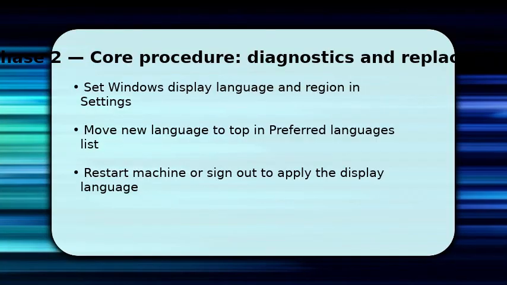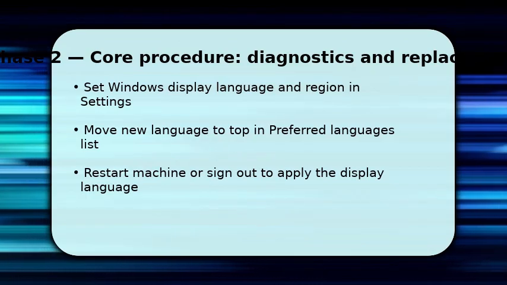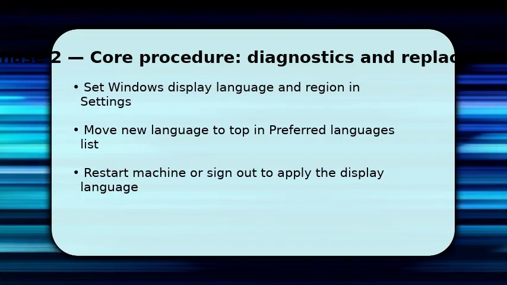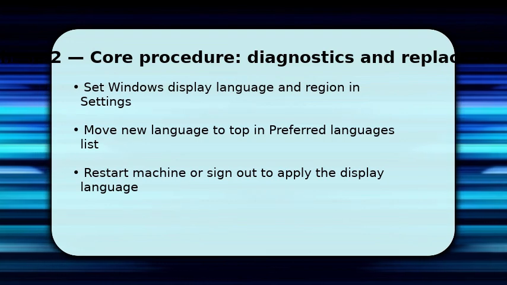For some versions, open Control Panel, Region, Administrative, Copy Settings to apply to the welcome screen and new accounts. After making changes, restart your PC or sign out and back in. This ensures Paint and other apps load the new language resources correctly.